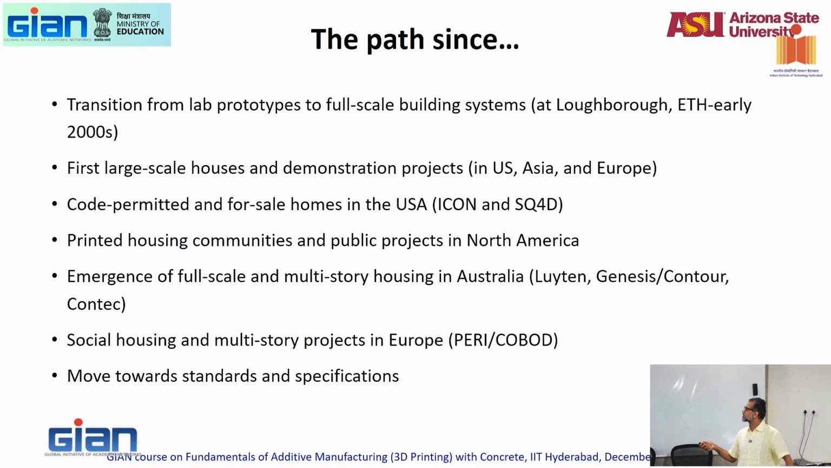Early 2000s, transition from lab prototypes to full-scale systems. First large-scale house and demonstration projects have happened. Code-permitted and for-sale houses in the USA. So plenty of Icon built about 250 houses in Texas in a whole 3D printed park sort of thing. They said the houses will cost starting from $300,000 onwards. By the time they finished, the cheapest house was $500,000. It became very difficult for them to sell.